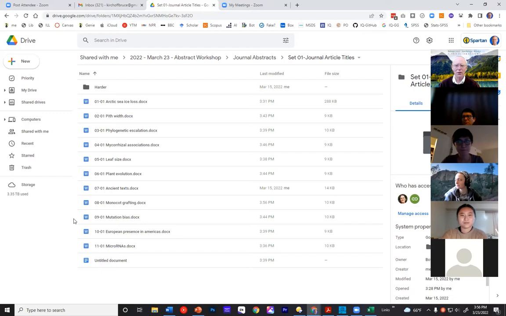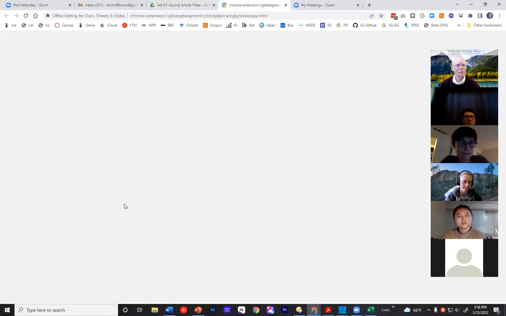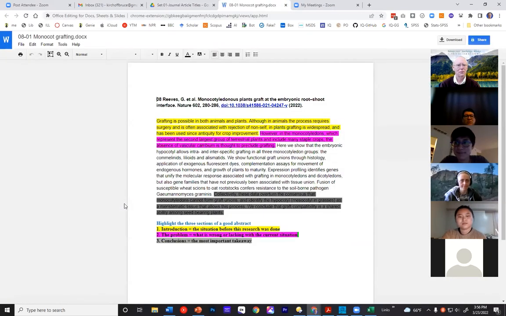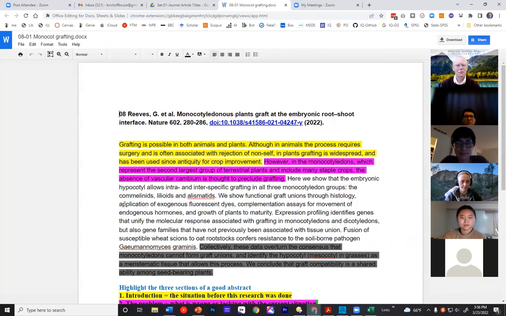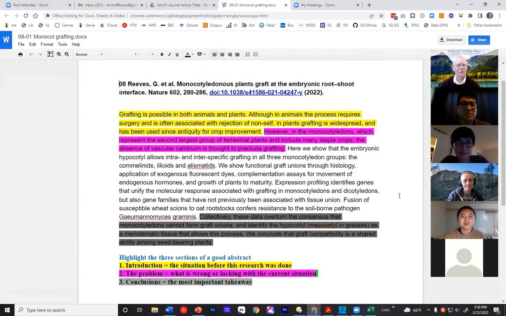Johan, you said you did one. You want to look at yours? Yeah. Vanessa and I did the monocot grafting one. So ours also had however in it, so it was pretty clear to see where the problem statement was.